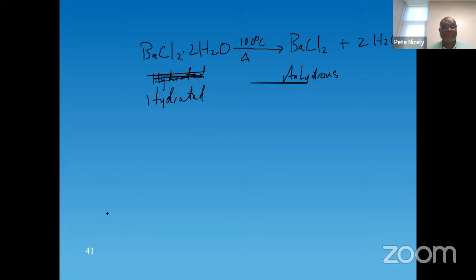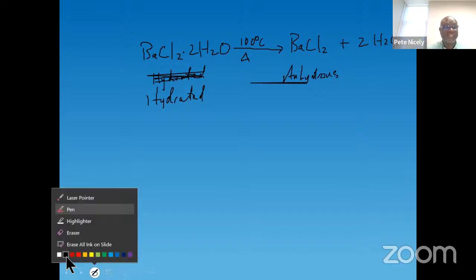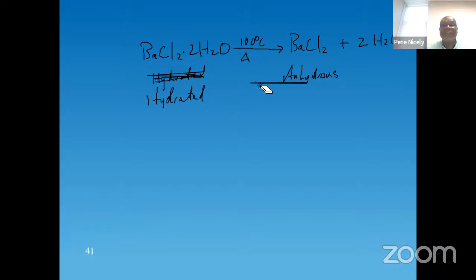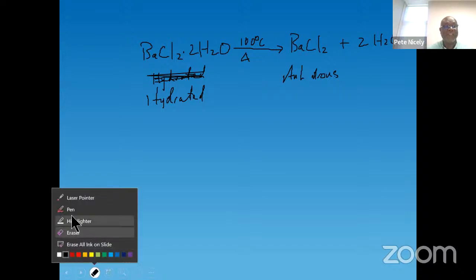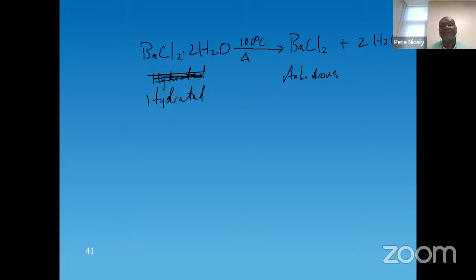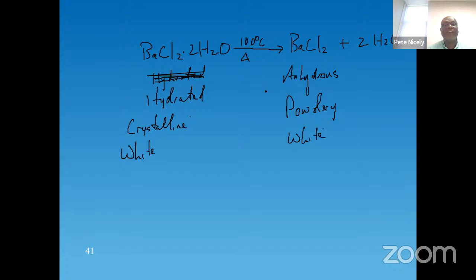All right. And what you'll find also in some cases, well, in every case actually, is that the appearance of the hydrated form would be different from the appearance of the anhydrous form. Now, in the case of barium chloride dihydrate, this has a more crystalline appearance, while the anhydrous form would be more of a powdery appearance. But they're both white. They both have the same color, right? So there won't be a change in color when you heat the hydrated form of barium chloride to form the anhydrous form. Both forms are white, but the hydrate appears more crystalline compared to the barium chloride, which would be more powdery in appearance.